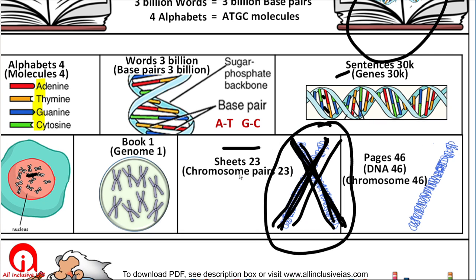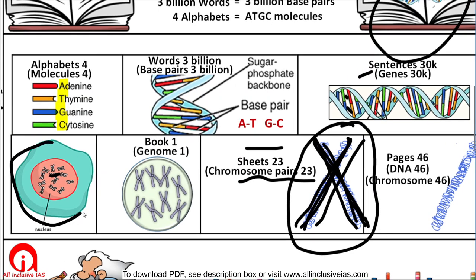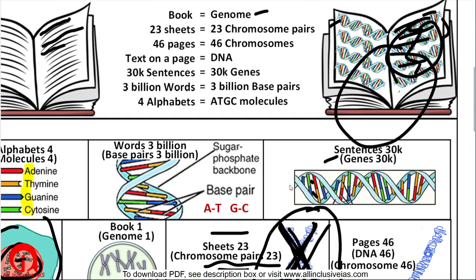right? So the human genome has 23 chromosome pairs. These 23 chromosome pairs are in the nucleus. Okay, this is a cell, this is an animal cell which has a nucleus. In this nucleus there are 23 chromosome pairs, right? Now think like this.